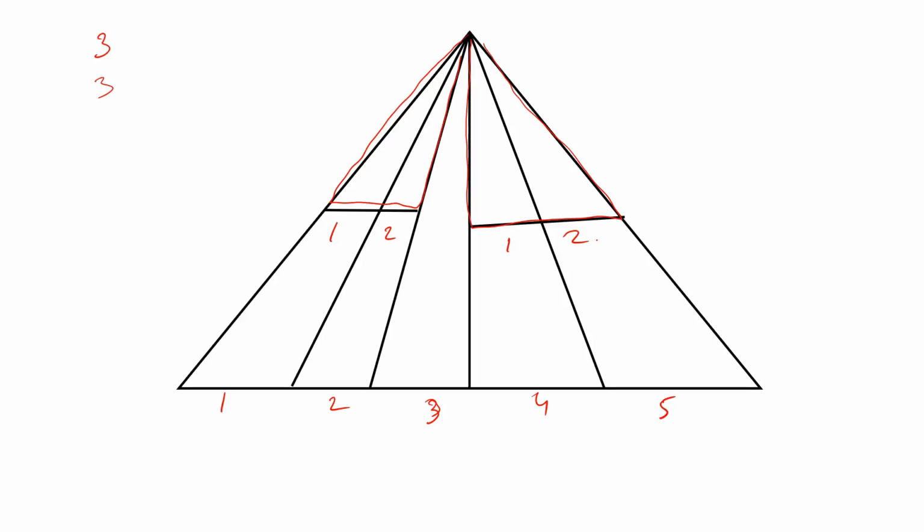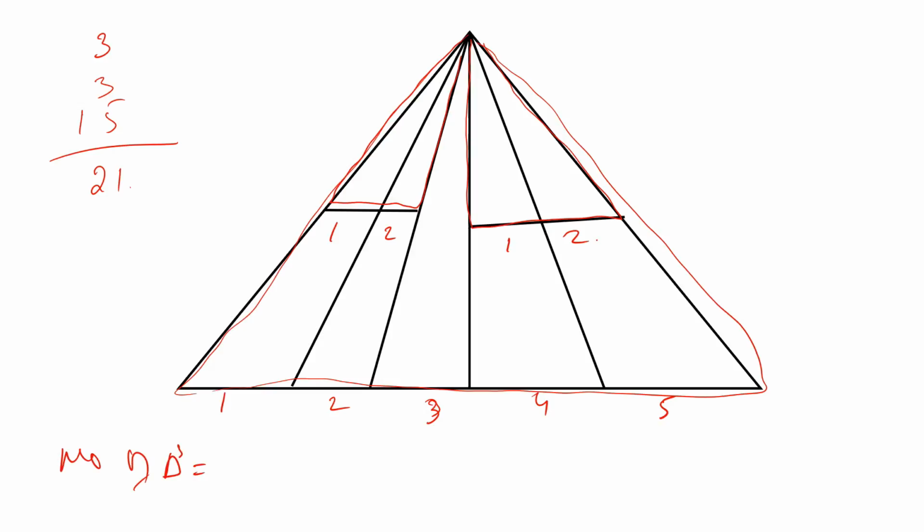And for this big triangle, we have 1 plus 2 plus 3 plus 4 plus 5, which is equal to 15. So 15 plus 3 is 18, 18 plus 3 is equal to 21. So the number of triangles in this figure is 21.